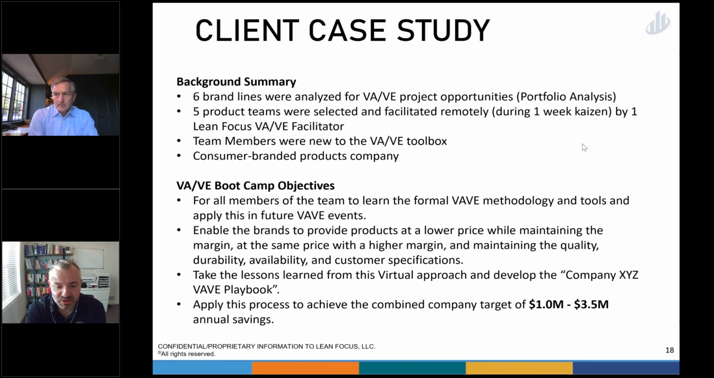The lessons learned from this virtual approach, they took and developed into their company XYZ VAP playbook for running these post Kaizen. And then we wanted to utilize this process to realize a combined savings target range of 1 to 3.5 million in savings. So those were the targets at the outset. Next.